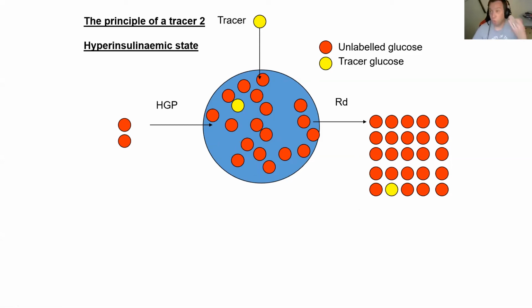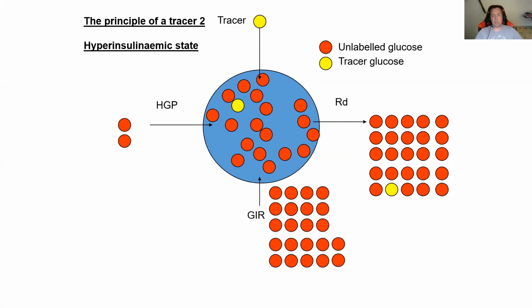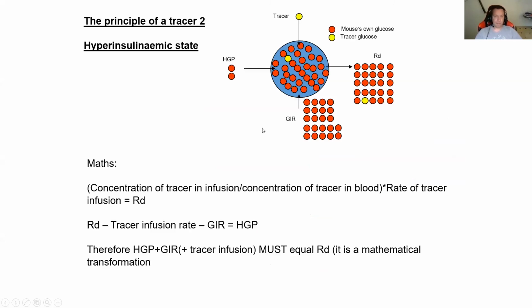But what we do is replace the missing 22 balls of glucose by infusing it into the mouse. Again, we do this via the tail vein. So we then have the glucose infusion rate, in our case 22 units of glucose here. We have 25 units of glucose being disposed, 2 units of hepatic glucose production, and 1 unit of tracer. One consequence of this is that if this glucose is all unlabeled, then the tracer will be substantively diluted in the blood. In fact, we have only 1 yellow circle here, whereas previously we had 3.